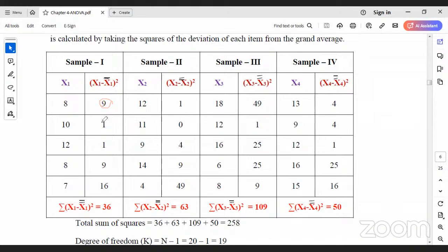Then 10 minus 11, 1. 1 square, 1. 12 minus 11, 1. 1 square, 1. 8 minus 11, 3. 3 square, 9. 7 minus 11, that is 4. 4 square, 16. The total is here 16.